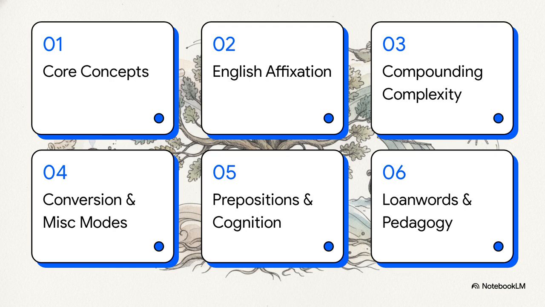Here is our roadmap for the session. 1. Core concepts in word formation. 2. Major processes, English affixation. 3. The complexity of compounding. 4. Conversion and miscellaneous modes. 5. Prepositions and cognitive linguistics. And 6. Loanwords and pedagogical implications. We're going to methodically work through this taxonomy, starting all the way down at the micro-linguistic structures and moving outward to the global expansion of the lexicon, and of course, how to actually teach this stuff.